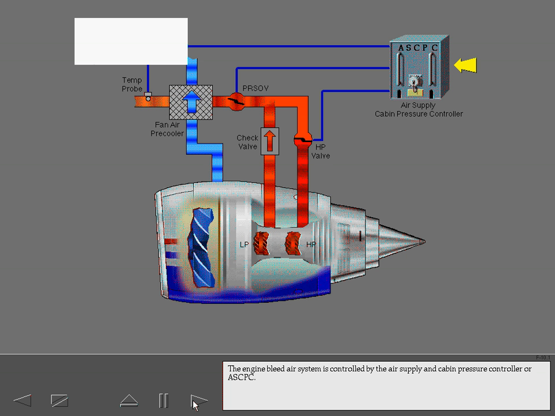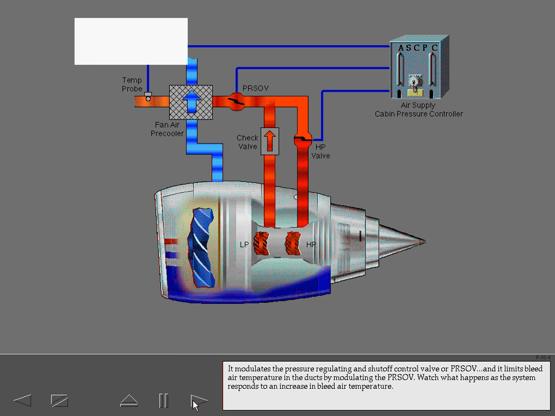The engine bleed air system is controlled by the Air Supply and Cabin Pressure Controller, or ASCPC. The ASCPC opens and closes the high pressure or HP valve. It modulates the pressure regulating and shutoff control valve, or PRSOV. And it limits bleed air temperature in the ducts by modulating the PRSOV. Watch what happens as the system responds to an increase in bleed air temperature.